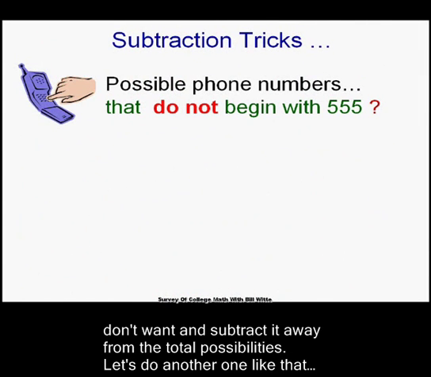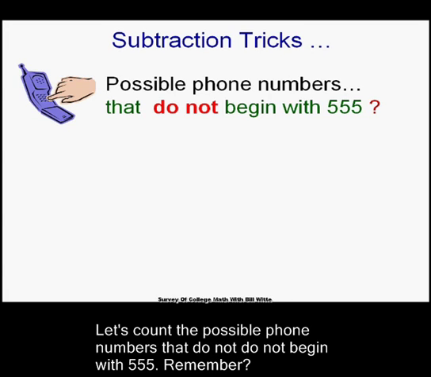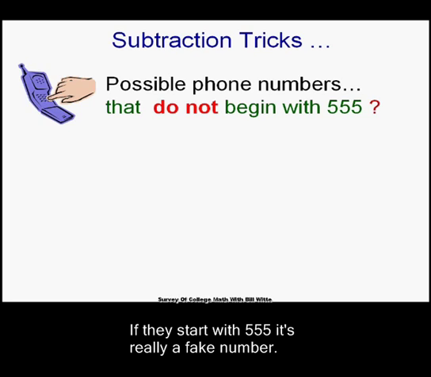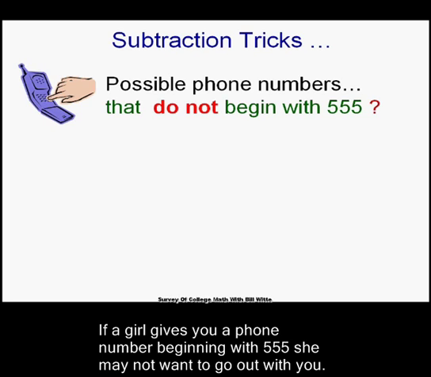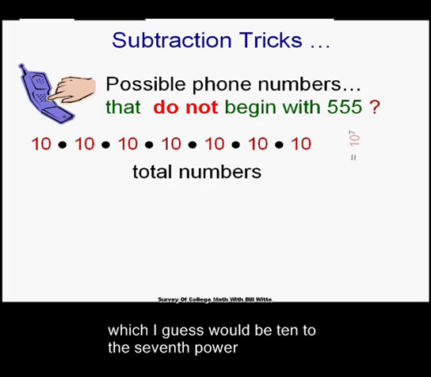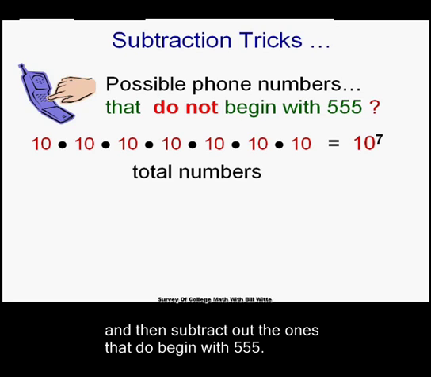Let's do another one like that. Let's count the possible phone numbers that do not begin with 555. Remember those? That's the number they give you on TV shows and in the movies. If they start with 555, it's a fake number. If a girl gives you number 555, she may not want to go out with you. Consider that. So let's find the total number of phone numbers, which I guess would be 10 to the 7th, and subtract out the ones that do begin with 555.